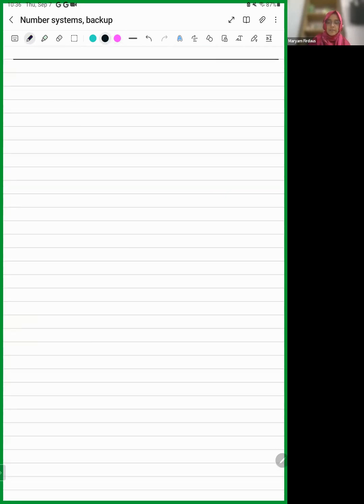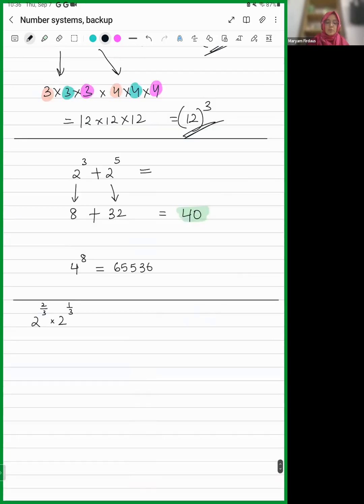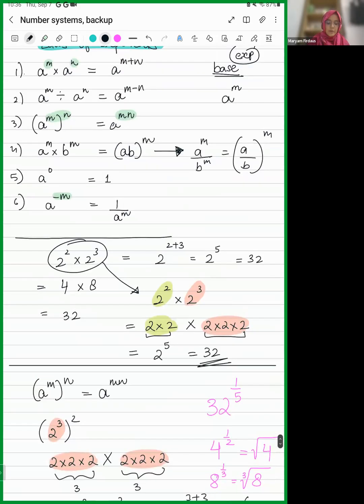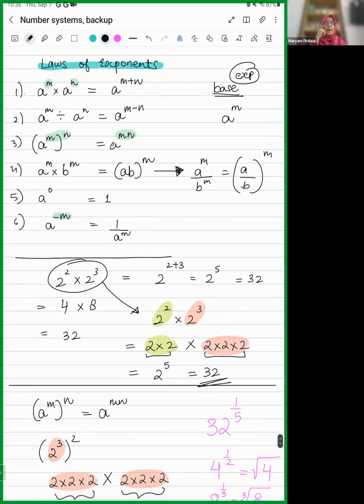Okay, let's first do this. 2 to the power 2 by 3 multiplied by 2 to the power 1 by 3. Now, which rule is this according to the laws of exponents? Have you noted all of them down? If not, please do so very quickly. Note down these laws of exponents and tell me according to which law of exponents we can use over here. 2 to the power something multiplied by 2 to the power something else. Same base over here.